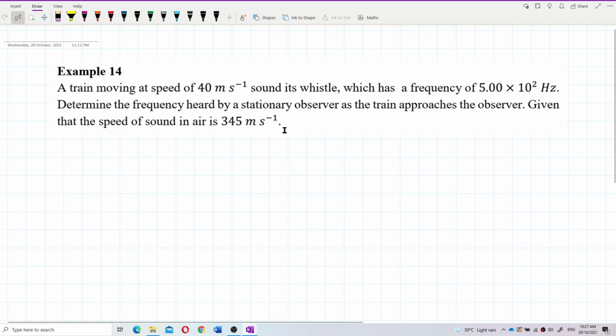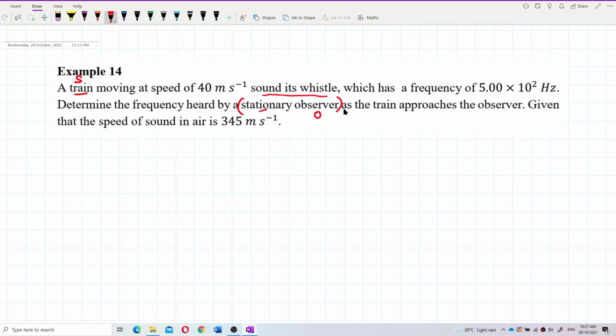Good. First of all, we must identify who is the observer and who is the source. The train is making a sound, sounding its whistle. So the train is the source. And then who is the observer? The stationary observer. This is the observer.